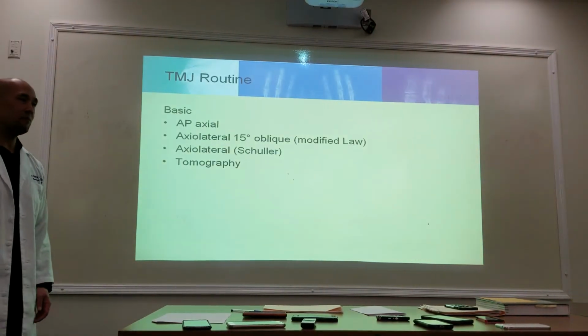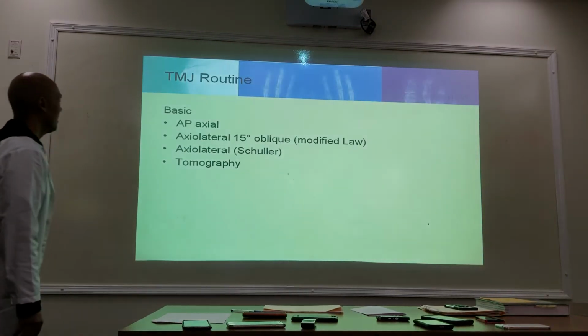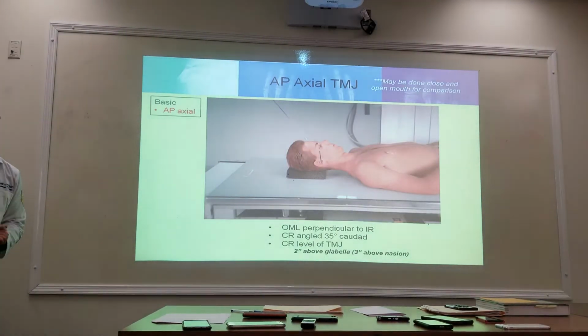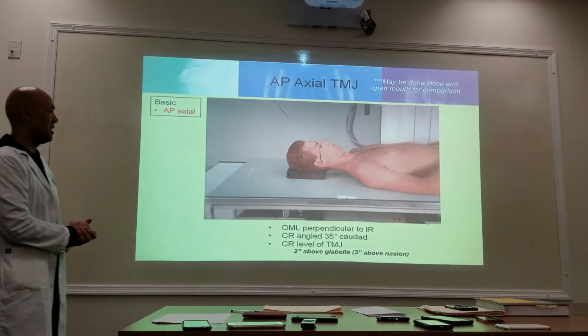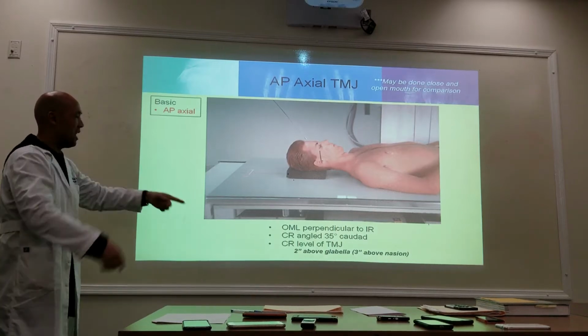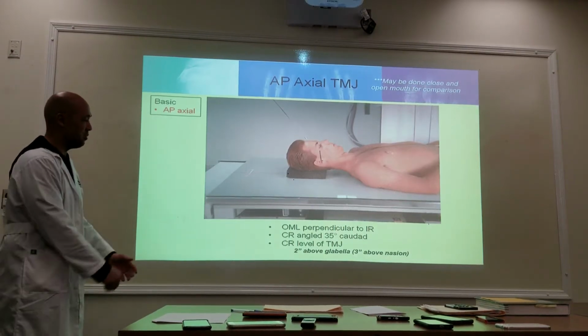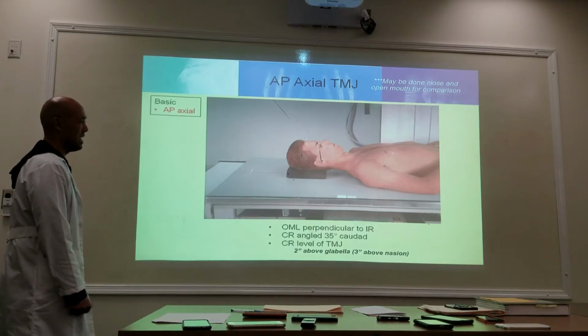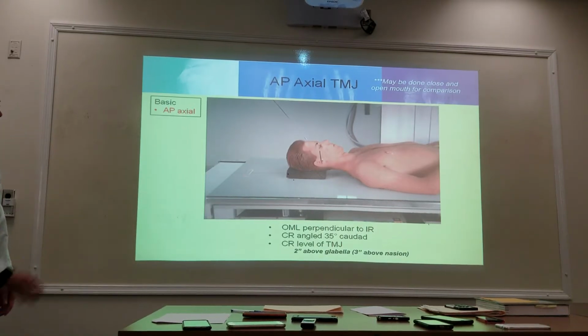TMJs. What are TMJs? Temporomandibular joint. Here we have the AP axial. There's your talons again. Because we're moving higher now, instead of 1.5 inches above the glabella, we're going to be about 2 inches above the glabella. Everything is the same, positioning the same, we're just centering a little higher.